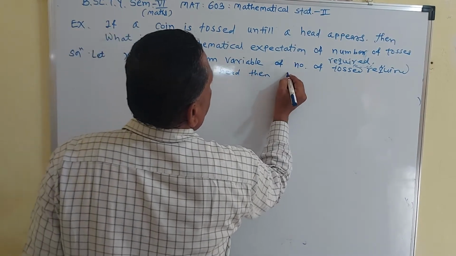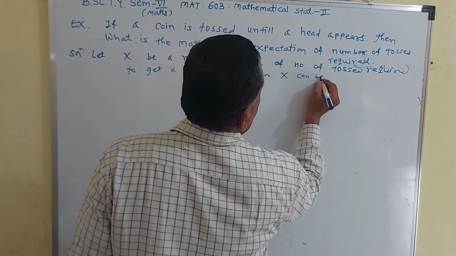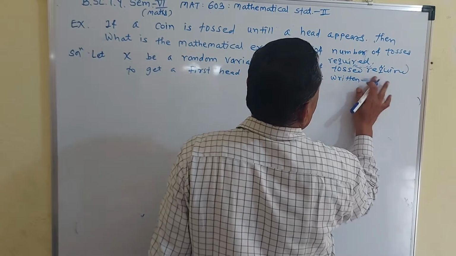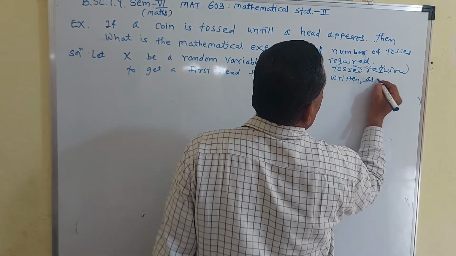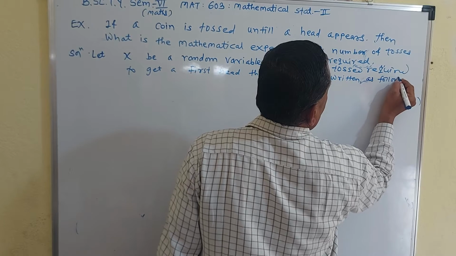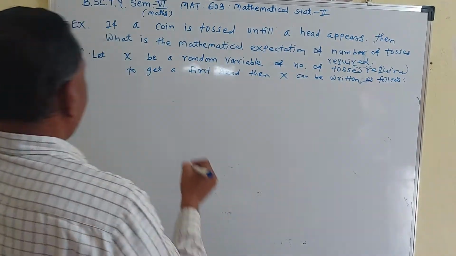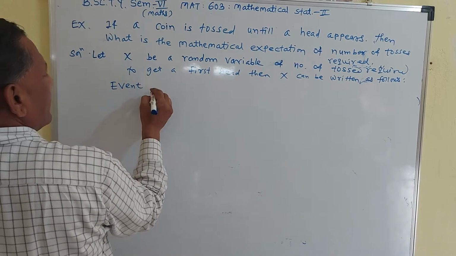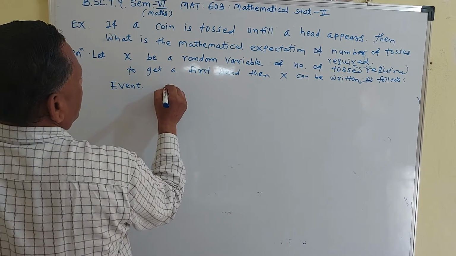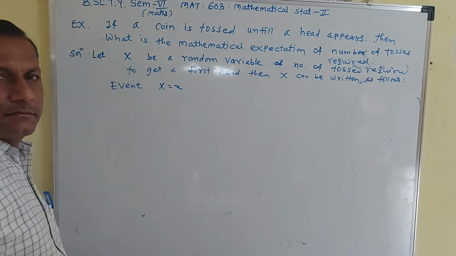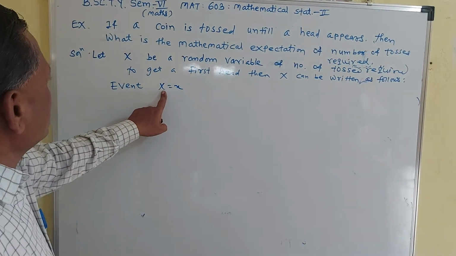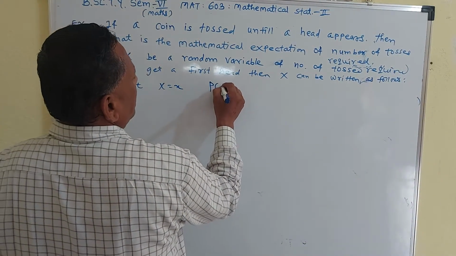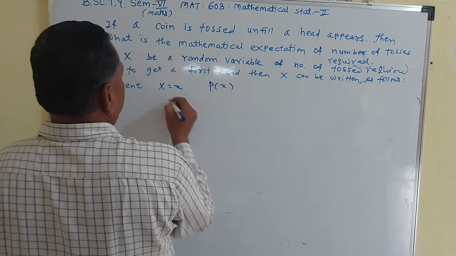Then X can be written in the following way. So you have the event, then X is equal to x, where small x means capital X assumes the values x1, x2, x3, ..., xn, and its probability P of X is equal to x.